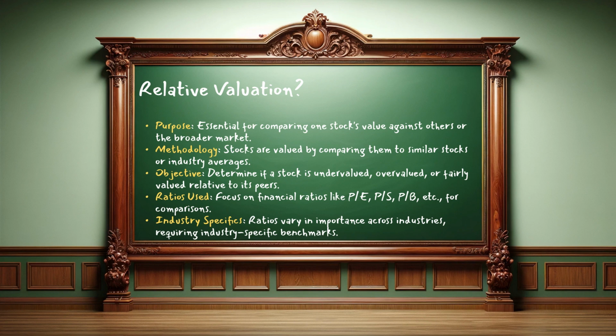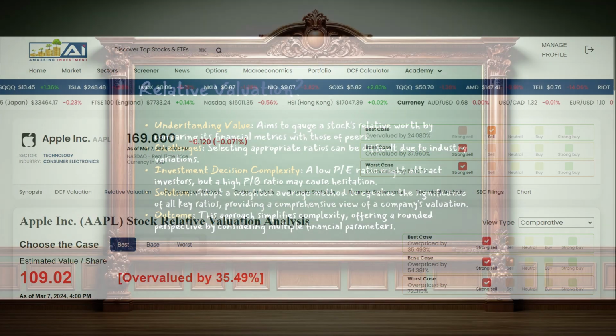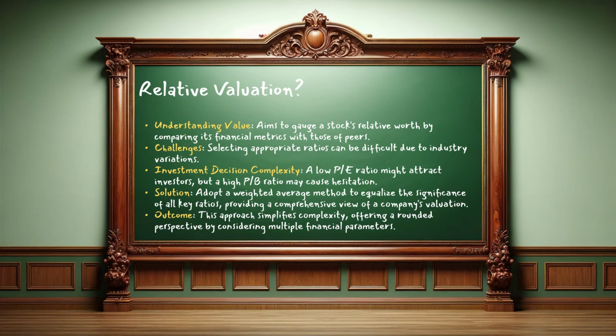Generally, we focus on various financial ratios, like price to earnings, price to sales, and price to book, among others. Each industry has its unique benchmarks, making some ratios more pertinent for certain comparisons. This approach helps in understanding a stock's relative worth by matching its financial metrics against those of similar companies or industry averages. However, choosing the right ratio can be challenging as different industries favor different metrics.